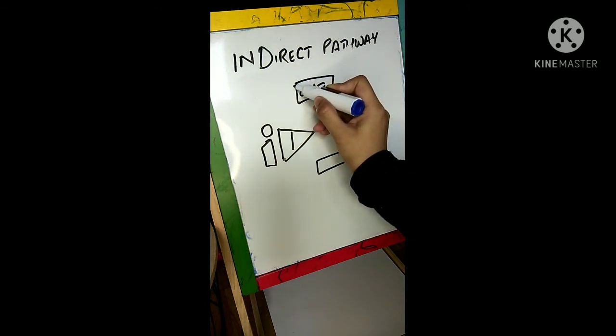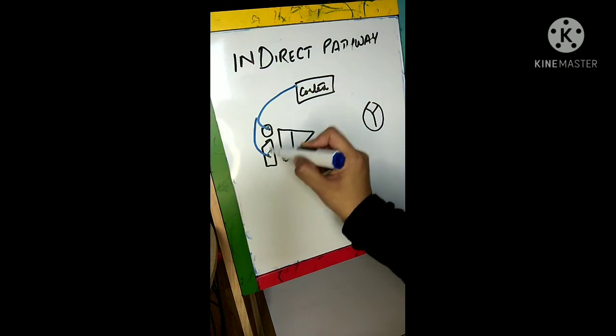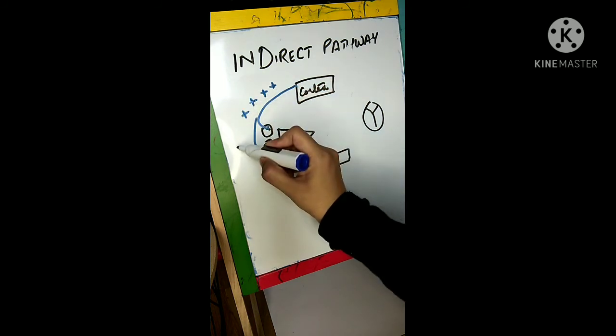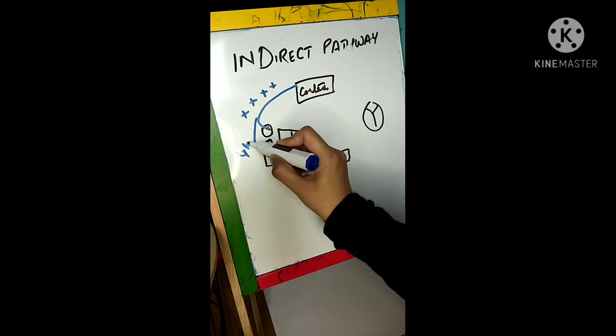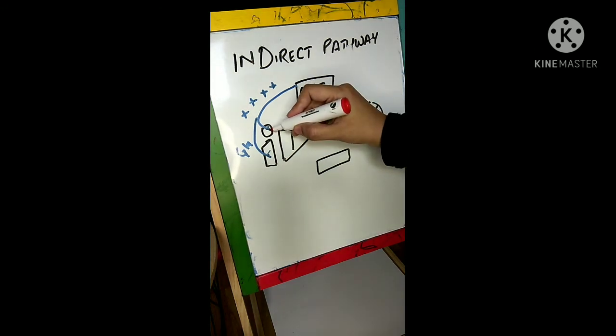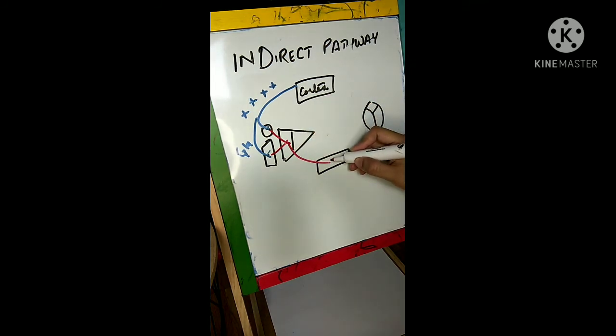So in the indirect pathway, signal again comes from the cortex to the caudate and the putamen. Here again there is release of glutamate, the excitatory neurotransmitter. But instead of going to the globus pallidus internus, it first goes to the globus pallidus externus, and here there is release of GABA. From there, it moves to the subthalamus.